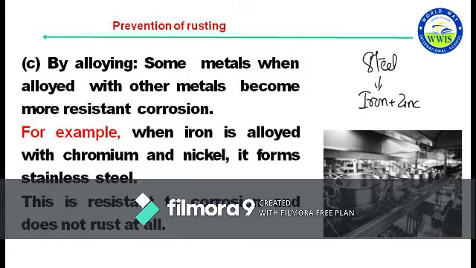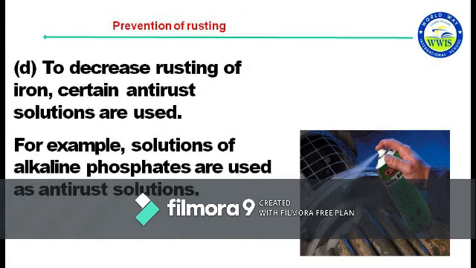So it is one of the safest methods to alloy the surface of metals in order to get rid of rusting and corrosion. Now, to decrease the rusting of iron, some anti-rust solutions are also used. For example, the solution of alkaline phosphates is among the best anti-rusting solutions that prevents many kinds of machines and metallic equipment from getting corroded.